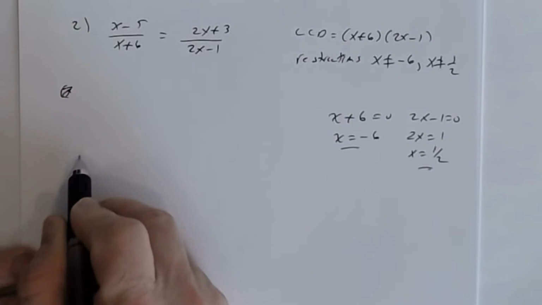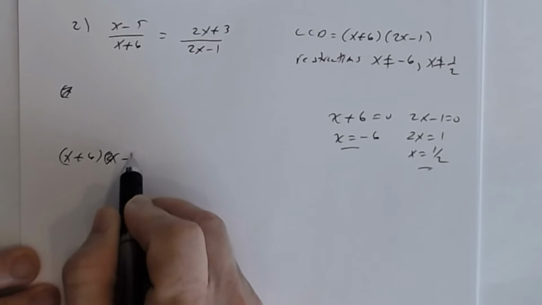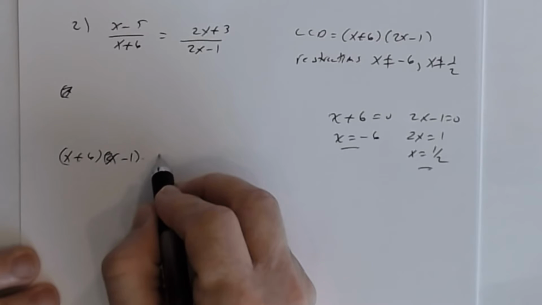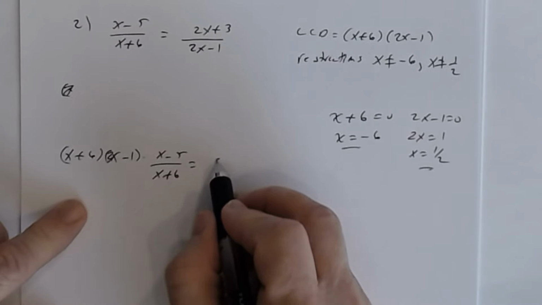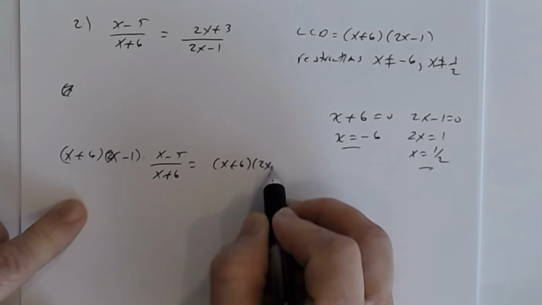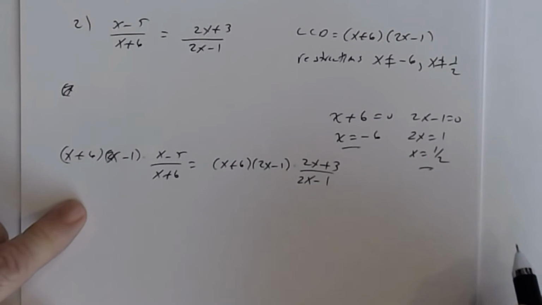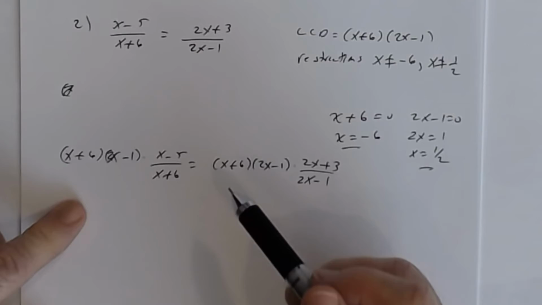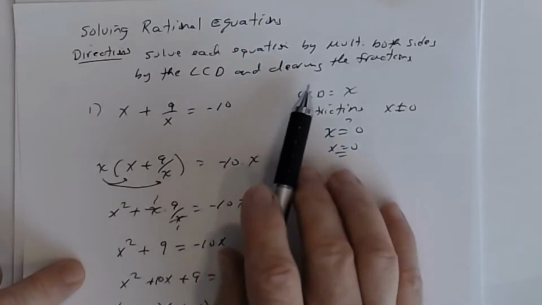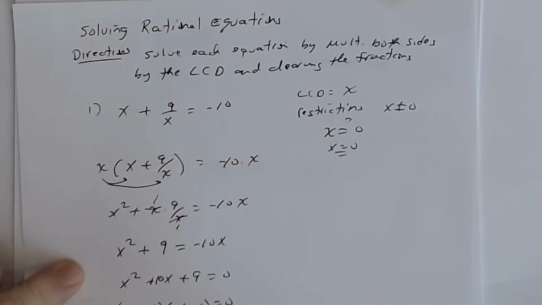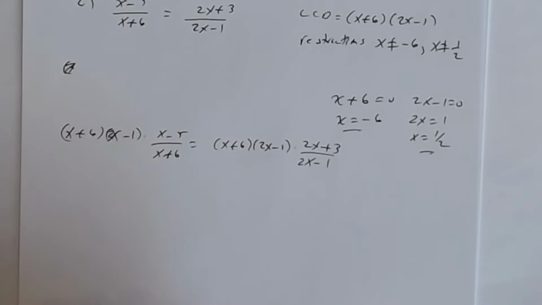So x plus 6 times 2x minus 1, times the left side, x minus 5 divided by x plus 6, equals the LCD, x plus 6 times 2x minus 1, times 2x plus 3 divided by 2x minus 1. So that's what you're supposed to write. When the direction says to solve each equation by multiplying both sides by the least common denominator and clearing the fractions, that is what you're supposed to do. If you do it any other way, you're losing almost all of your points.